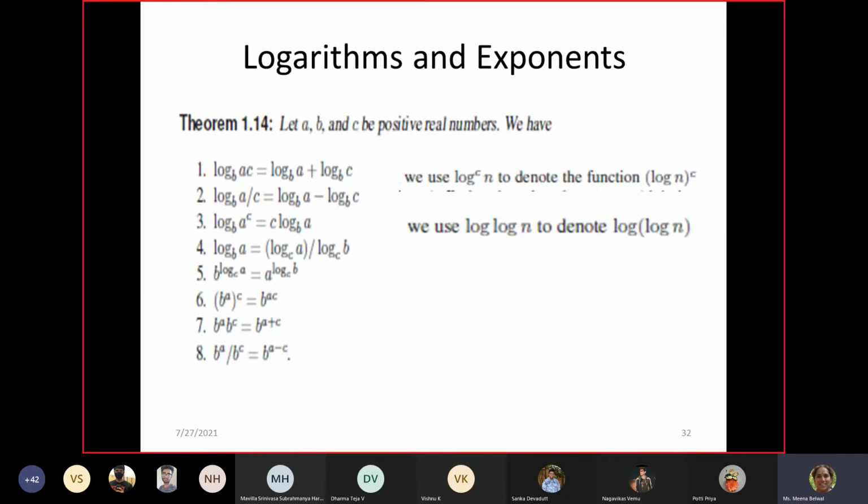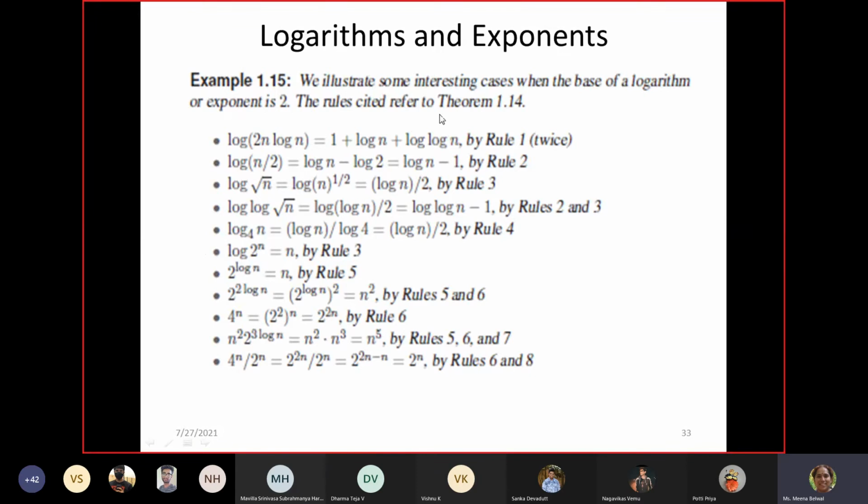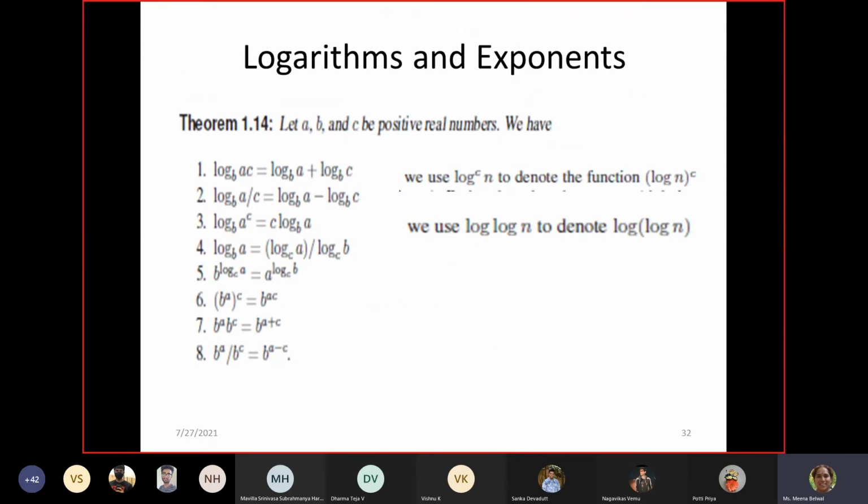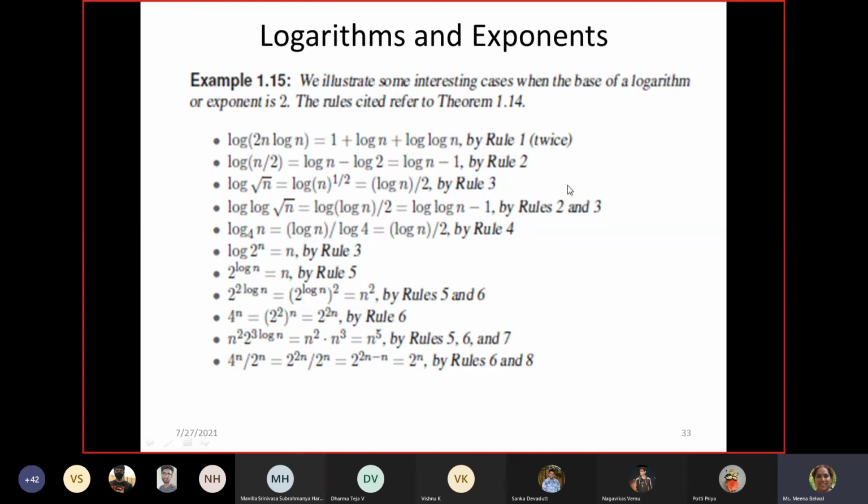So these are the basic rules. If you apply them, you are able to get all these new theorems. So again from the book, it is example 1.15. We illustrate some interesting cases when the base of log or exponent is 2. The rules cited refer to theorem 1.14, which is in the previous slide. We are going to use these 8 rules to get these equalities, which you can prove.